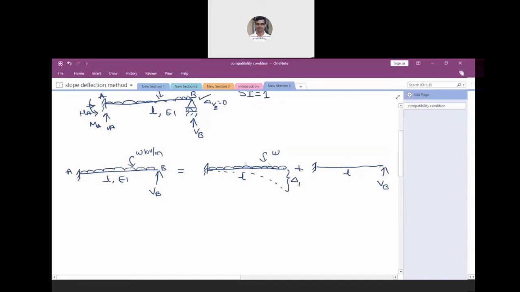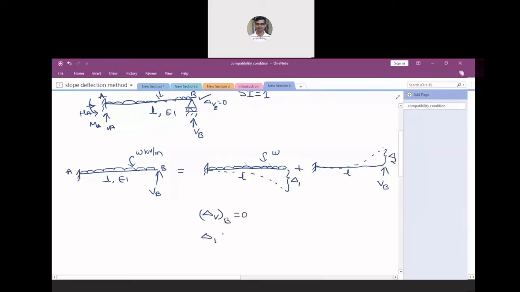Now we have a reaction VB acting in the upward direction, which makes the beam sag and gives an upward deflection, which I will call delta 2. Delta 1 is in the downward direction and delta 2 is in the upward direction. From the joint compatibility condition, the vertical deflection at joint B should be equal to 0.